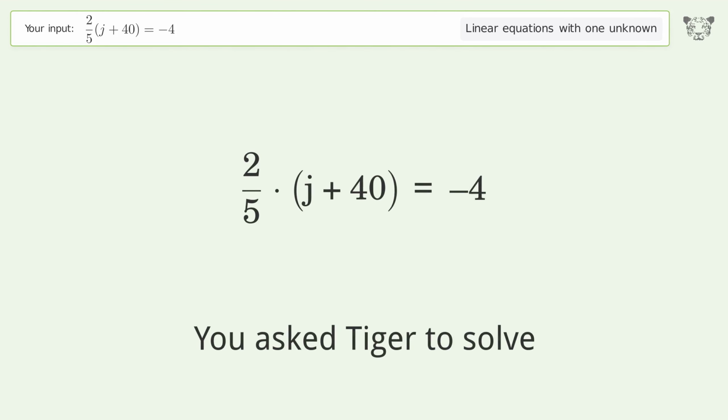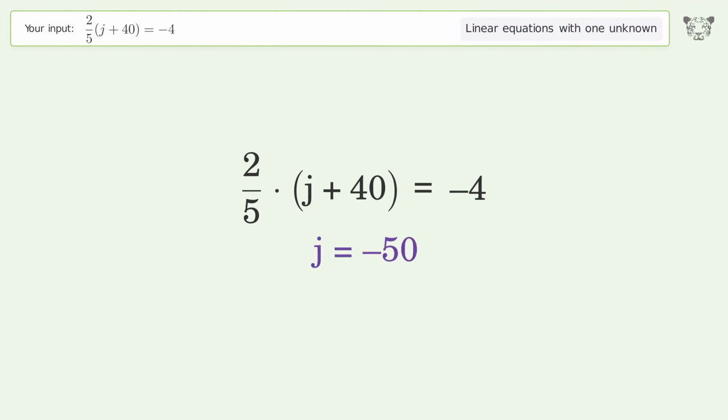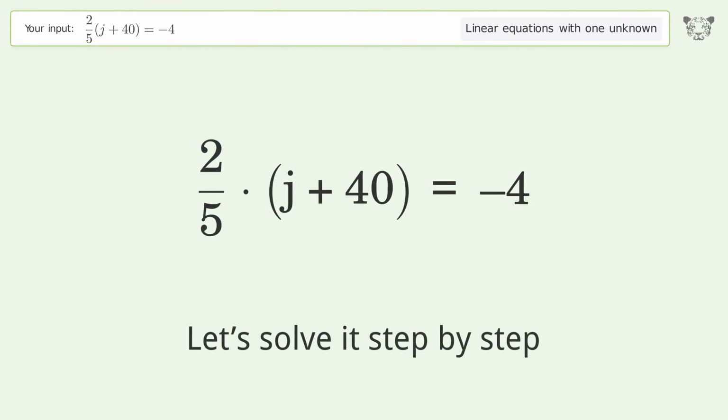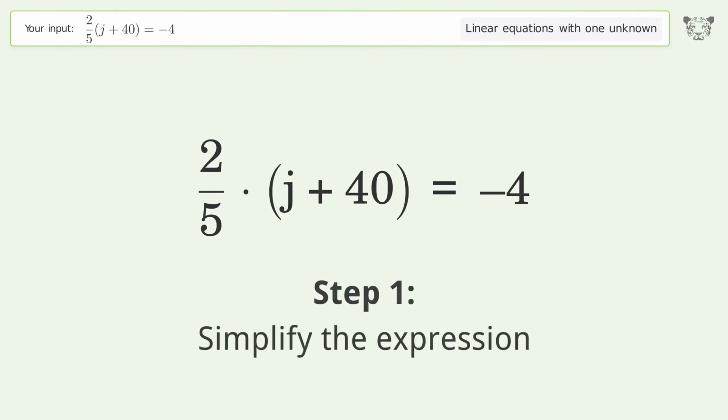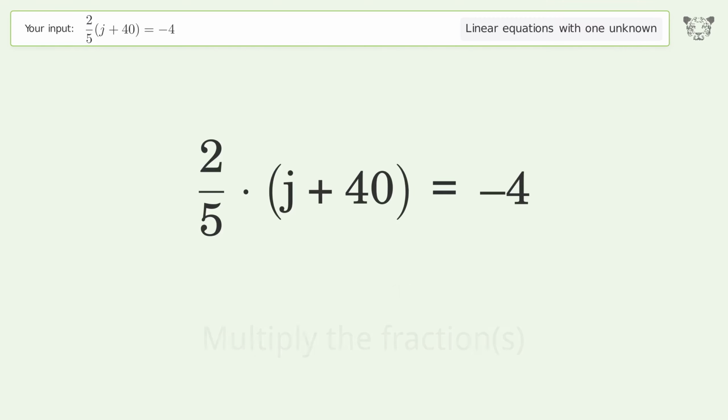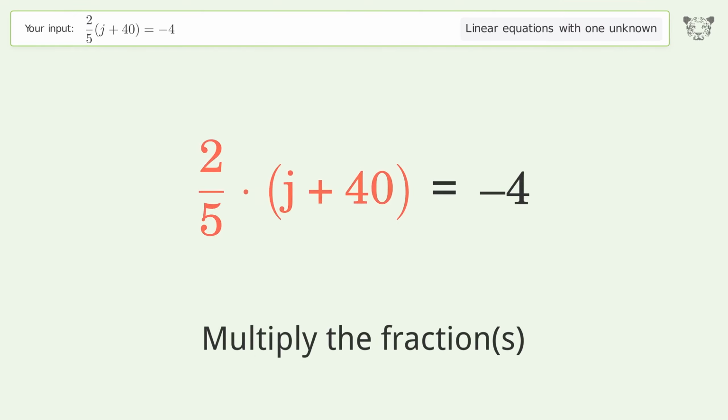You ask Tiger to solve this. This deals with linear equations with one unknown. The final result is j equals -50. Let's solve it step by step. Simplify the expression. Multiply the fractions.